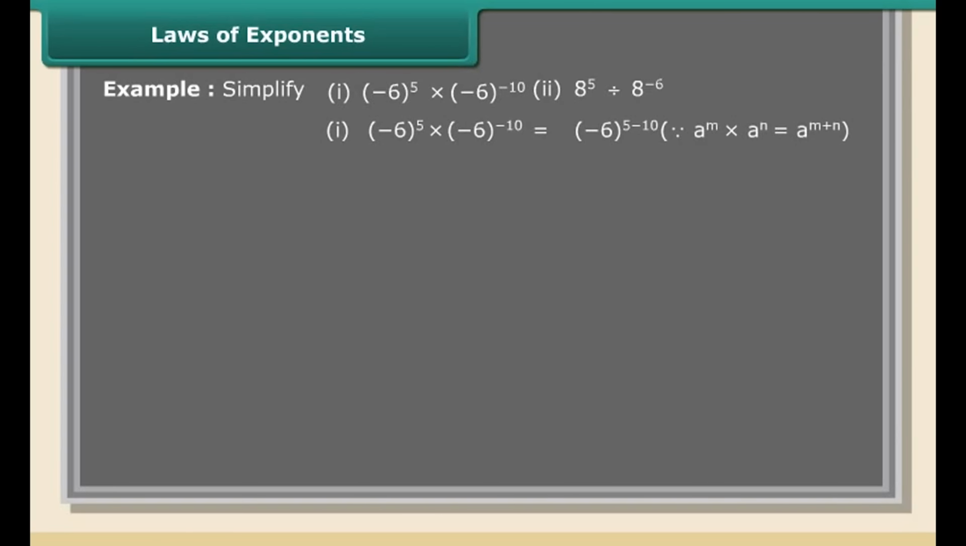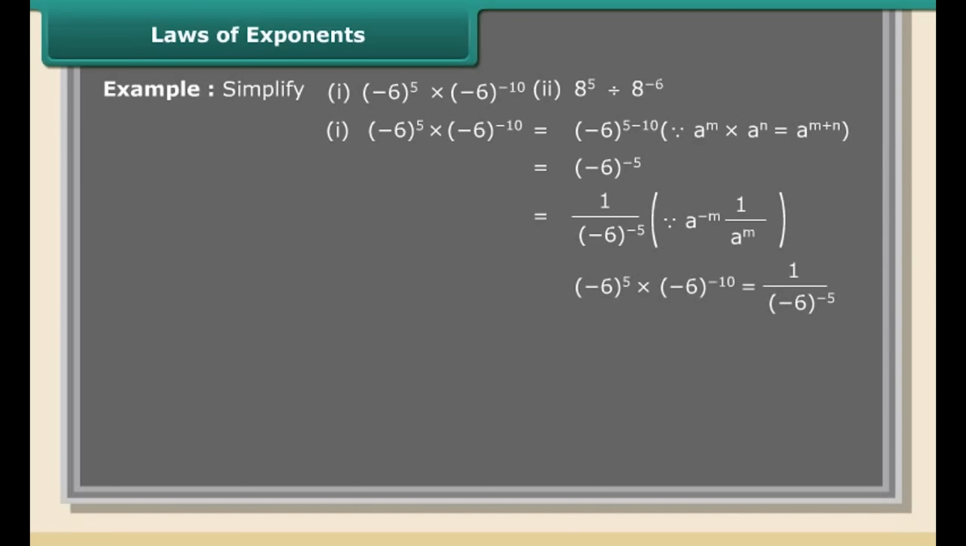(-6)^5 into (-6)^(-10) is equal to (-6)^(5-10), since a^m into a^n is equal to a^(m+n), which is equal to (-6)^(-5), which is equal to 1 upon (-6)^5, since a^(-m) is equal to 1 upon a^m. So (-6)^5 into (-6)^(-10) is equal to 1 upon (-6)^5.